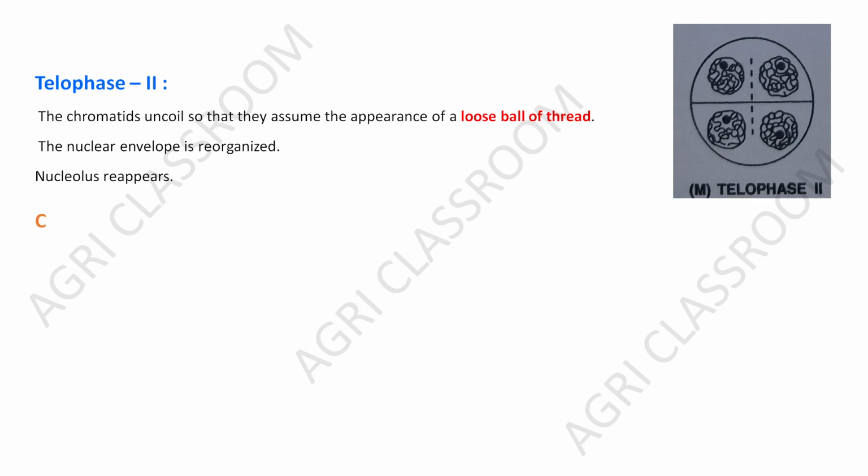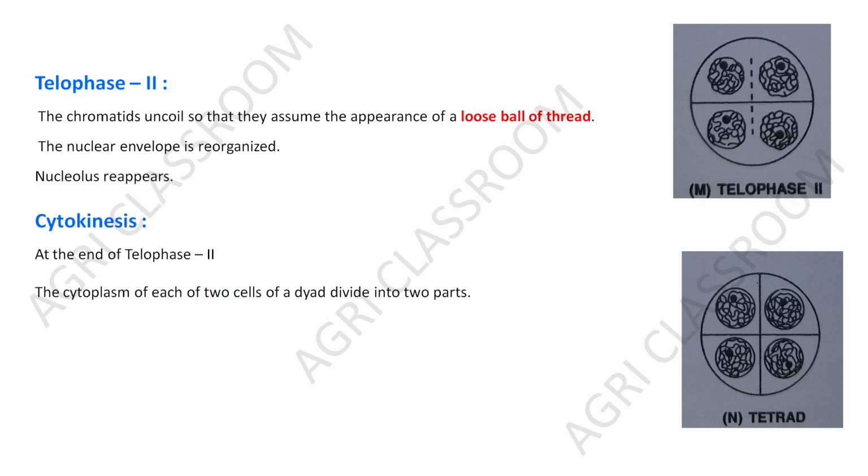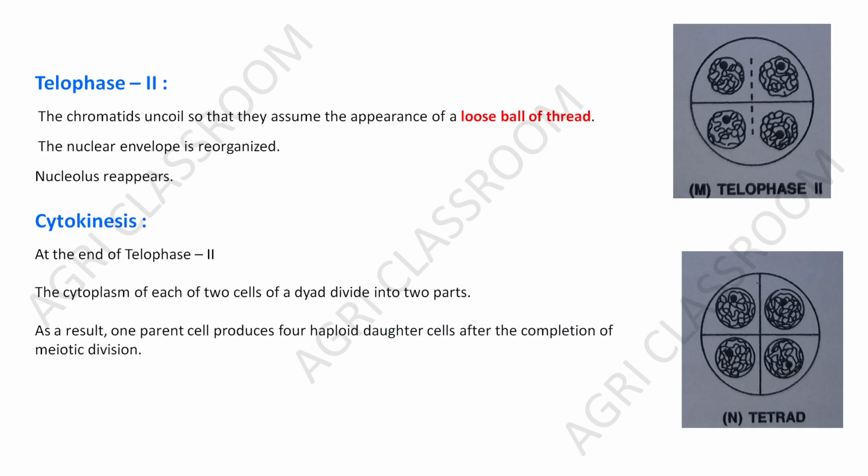Second telophase. The chromatids uncoil so that they assume the appearance of a loose ball of thread. The nuclear envelope is reorganized. Nucleolus reappears. Cytokinesis. At the end of telophase 2, the cytoplasm of each of the two cells of a dyad divides into two parts. As a result, one parent cell produces 4 haploid daughter cells after the completion of meiotic division. As a result, the cells appear like a tetrad.